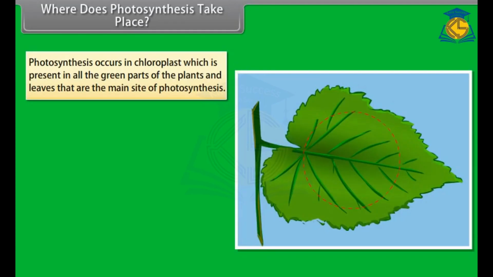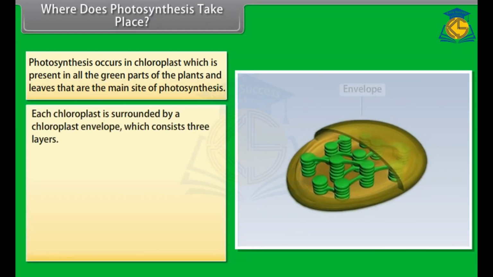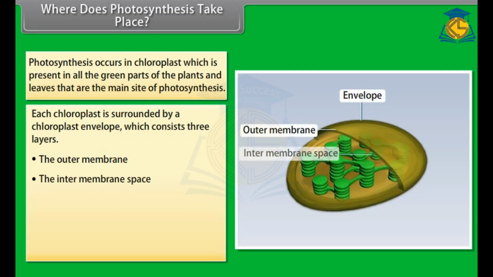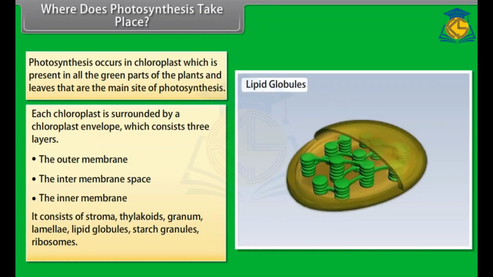Where does photosynthesis take place? Photosynthesis occurs in chloroplasts, which are present in all the green parts of the plants, and leaves are the main site of photosynthesis. Each chloroplast is surrounded by a chloroplast envelope, which consists of 3 layers. They are the outer membrane, the intermembrane space, and the inner membrane. It consists of stroma, thylakoids, granum, lamellae, lipid globules, starch granules, and ribosomes.